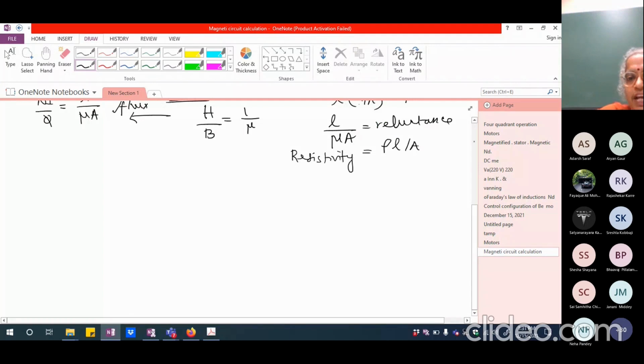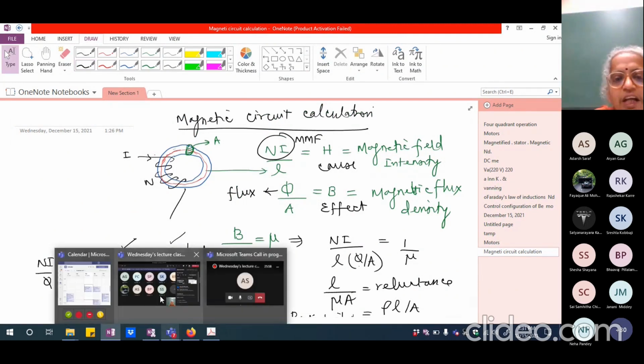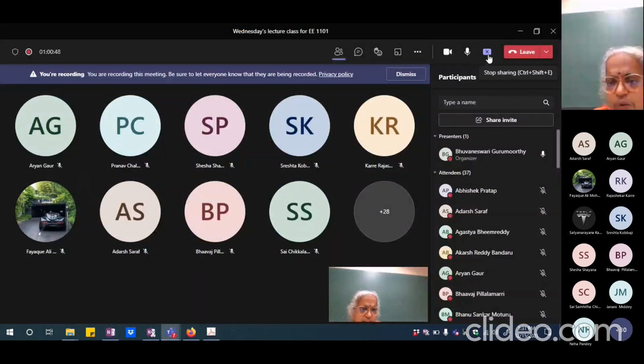Okay, so we would be able to calculate the exact value of flux provided I know the MMF and the reluctance of the material. So we'll continue with magnetic circuit calculations. I have only introduced the basic concept behind magnetic circuits, nothing more than that. We will look at more magnetic circuit calculations as we go along. In tomorrow's class, we'll go further along the same lines so that we understand the electrical machines better.